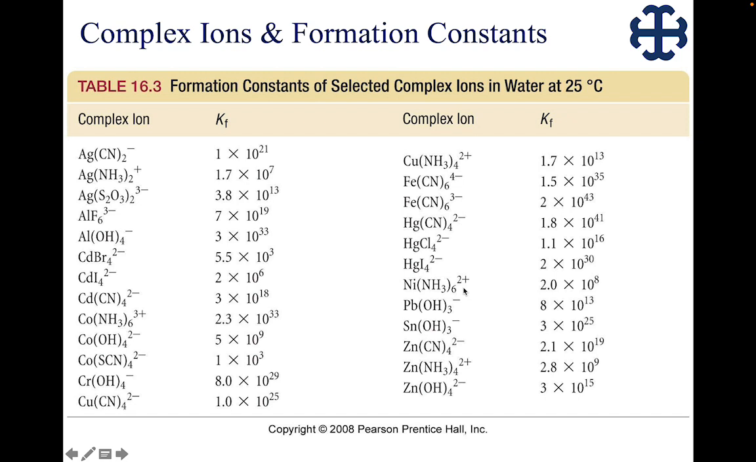Just to kind of drive home that point, this is a table that contains Kf values for different complex ions. So things that would normally be insoluble are made more soluble. Things that I'll point out, you'll see like we have 10 to the 33rd here, just incredibly high values for solubility and formation constants. Okay.